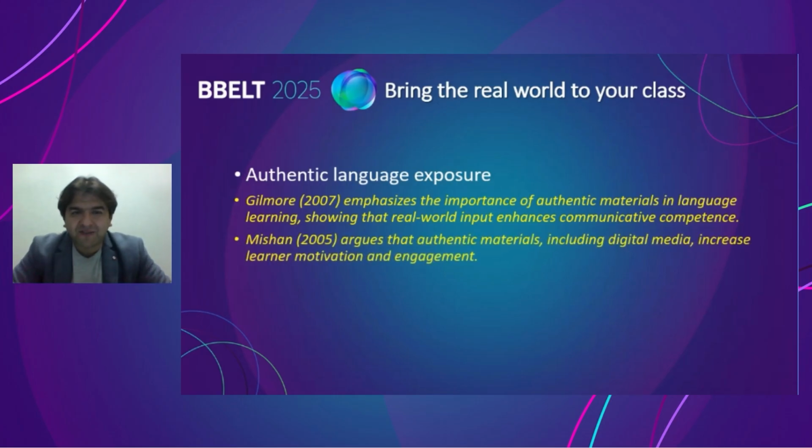And Mishan, in 2005, argued that authentic material can increase learner motivation and engagement. Just think about it. Learner motivation and engagement have been there for ages as two underlying issues that most teachers were asking questions about left, right, and center. Every other teacher that you come across would ask you how to increase their learners' motivation as well as engagement. Those issues have been there in every classroom. It's not unique to any region or any class, but universal. How to increase our learners' motivation and engagement through authentic, real-world input.